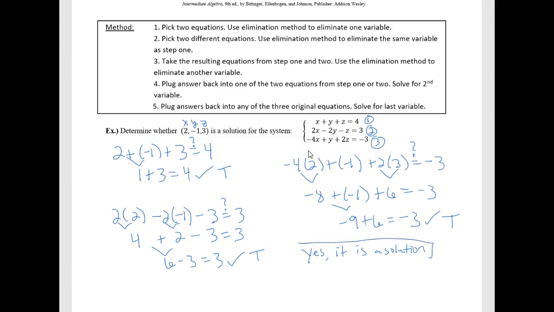So in this case, since there is a solution, we do know that that system is consistent. There could be more than one solution, so it could be a dependent system, but we don't know yet. All we know is that that particular point is a solution to this system.